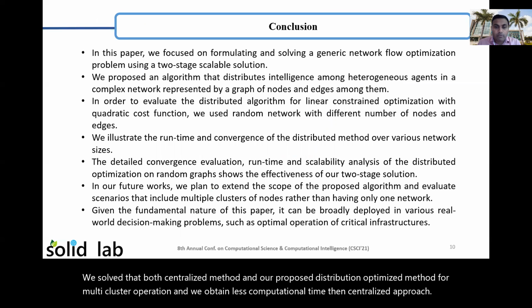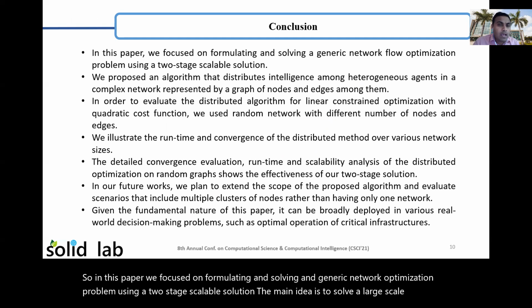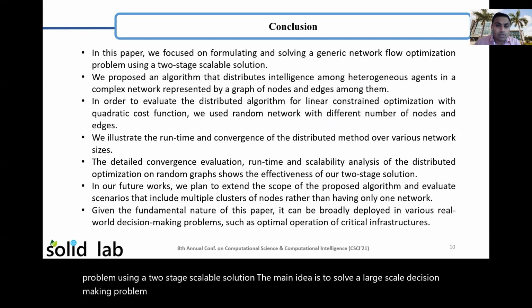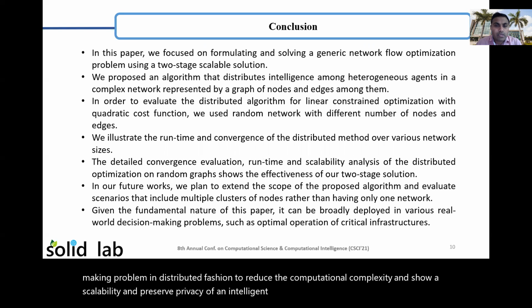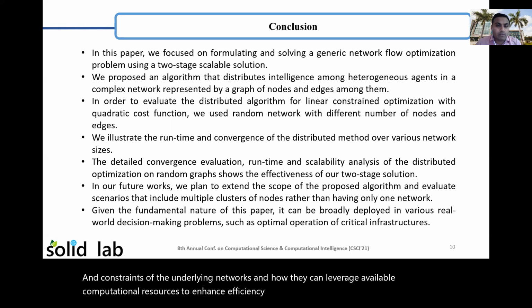In this paper, we focused on formulating and solving a generic network flow optimization problem using a two-stage scalable solution. The main idea is to solve a large-scale decision-making problem in a distributed fashion to reduce computational complexity, ensure scalability, and preserve privacy of intelligent agents. This requires holistic understanding of the objective function and constraints of the underlying networks and how they can leverage available computational resources to enhance efficient operation of the network.